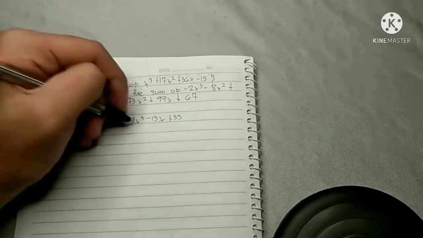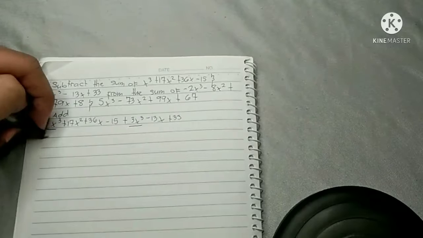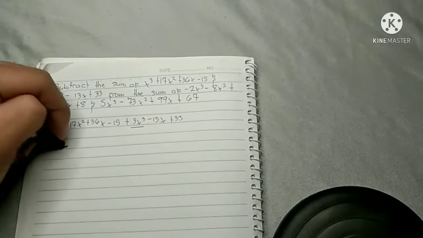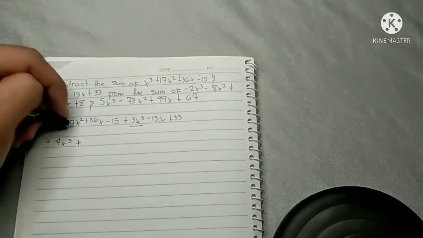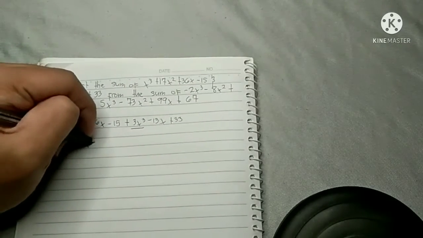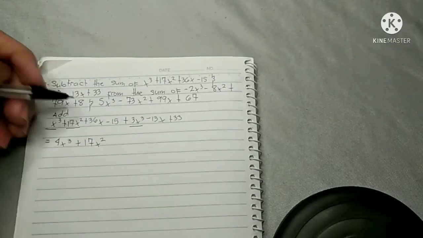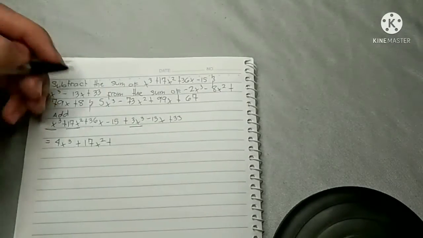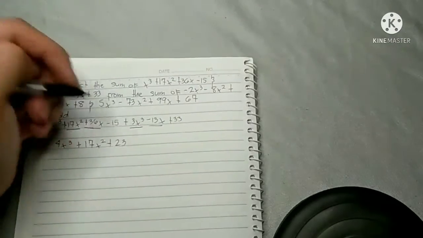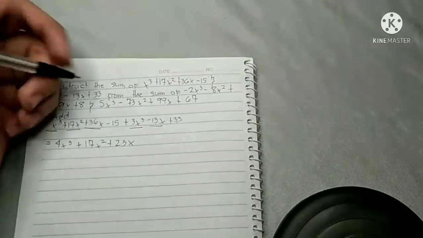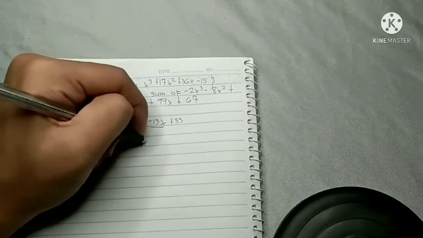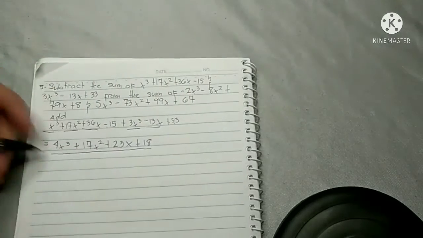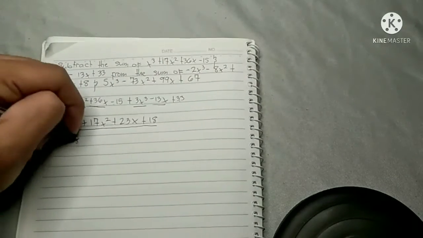So now let's simplify. So x cubed plus 3x cubed is equal to 4x cubed. Then 17x squared. Let's put the positive 17x squared. Then 36x minus negative 13x is going to be equal to 23x. Then our negative 15 and our positive 33 is equal to positive 18.